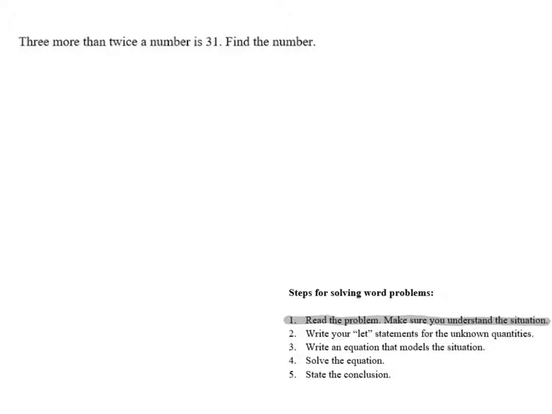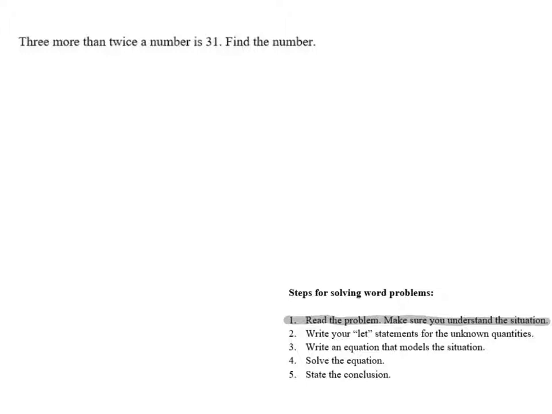Now, I normally read problems at least twice, just to make sure I'm understanding the situation. So let's read it again. 3 more than twice a number is 31. Find the number. So what's going on in this problem is that we're looking for a number, and we're told a bit about it to help us find it.